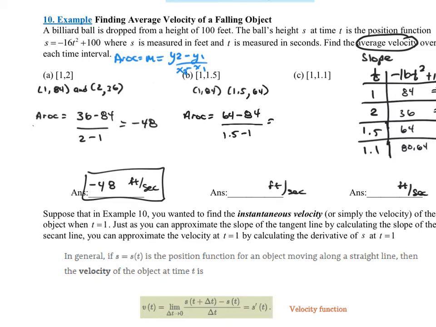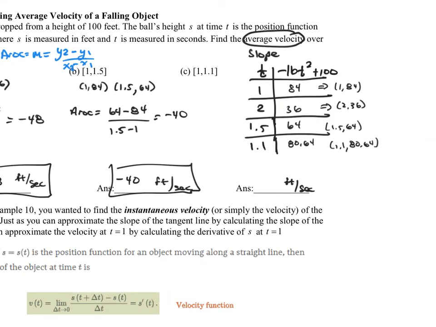So let's do that on our calculator. I'm doing the fraction. I'm going to do 64 minus 84 in the numerator, 1.5 minus 1 in the denominator, and hit enter, and I get negative 40. So this would be negative 40 feet per second. And now I'm going to plug in 1.1. Again, I want to remind myself of the points. It's 1 and 84, and then the second point was 1.1 and it was 80.64.